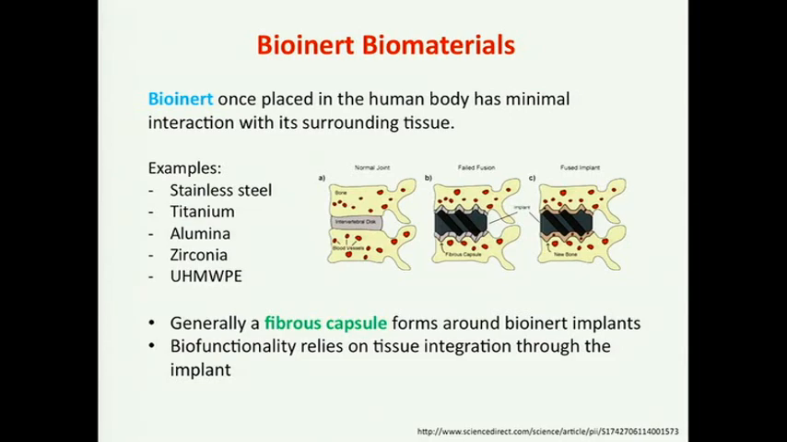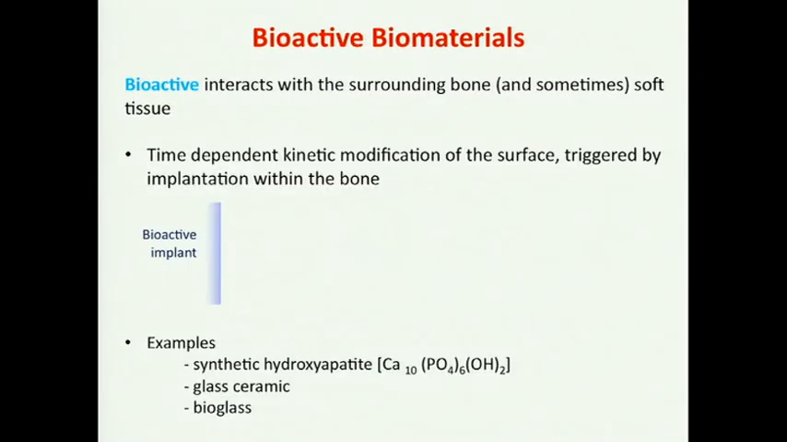Generally a fibrous capsule is formed around the implant, and it sometimes is a good thing and sometimes is a bad thing, because in most of the cases this fibrous capsule prevents the implant integration with the surrounding tissue, which is something that we don't want.